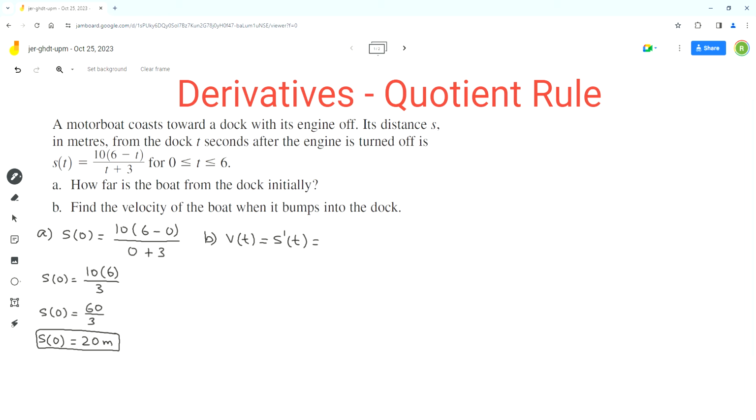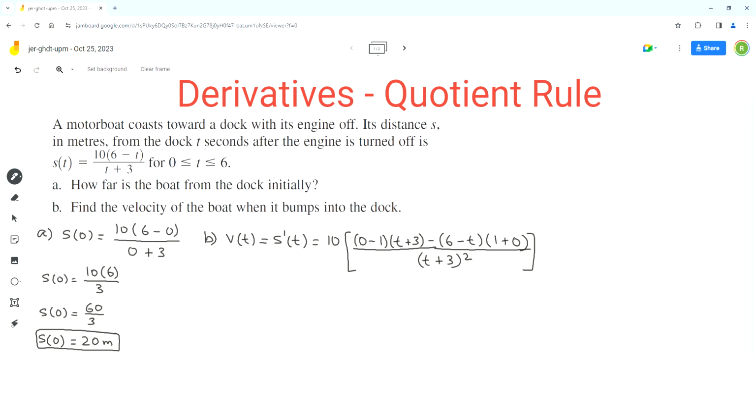Now since 10 is a constant, we can keep the 10 at the front, and we can find the derivative of (6 - t)/(t + 3) using the quotient rule. So we start with the derivative of the numerator, which will be 0 minus 1, times the denominator t + 3, minus the numerator 6 - t times the derivative of the denominator 1 + 0, over the square of the denominator, so (t + 3) squared.